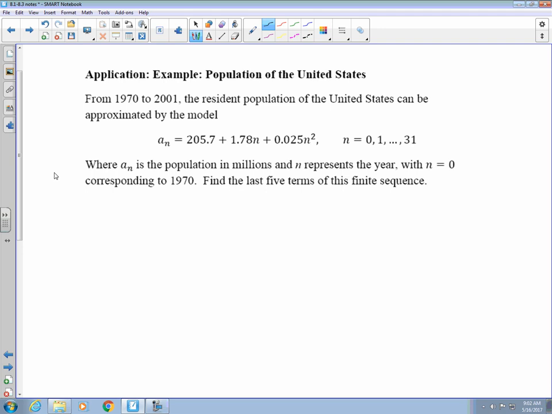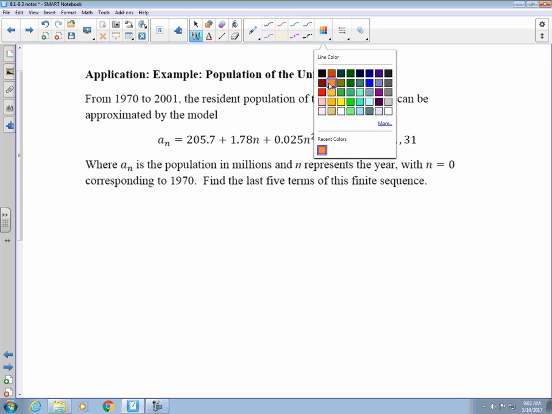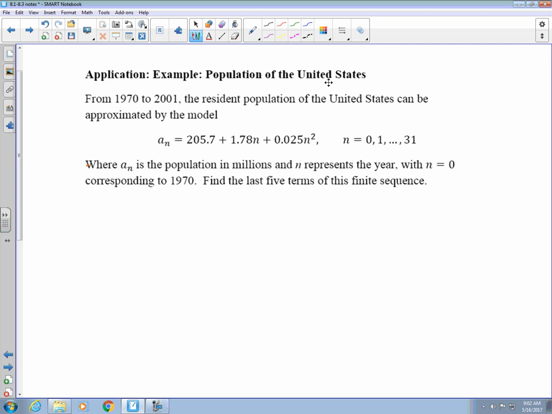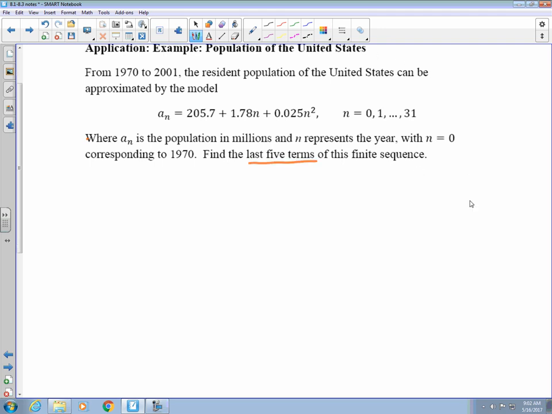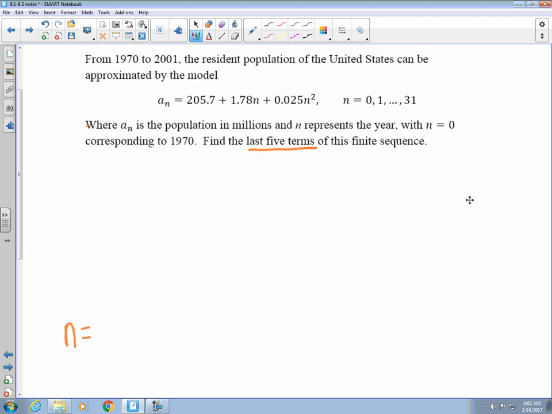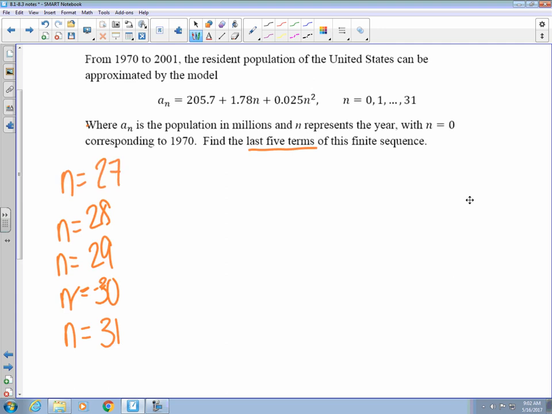And the last thing we're doing is an application of sequences and series. This is the resident population of the United States approximated by the model a sub n from 0 to 31, where n equals 0 corresponds to 1970. If we're finding the last 5 terms, last 5, not first 5 as we've been used to doing here, that means our last term is going to be for 31. Then we'll do 30, 29, 28, and 27 is where we'll start instead of a sub 1 like we're used to.